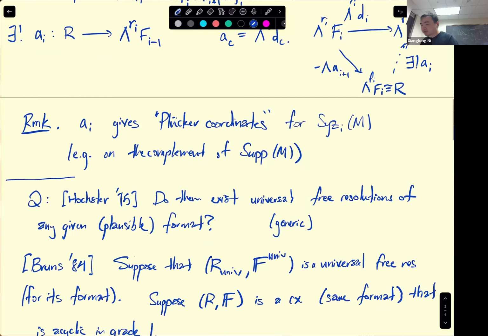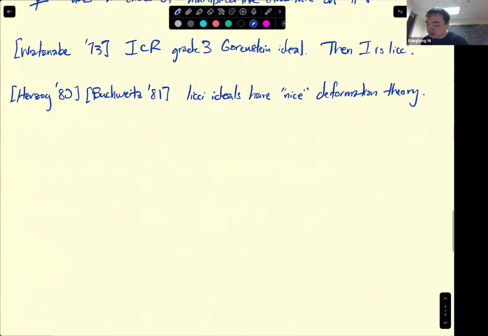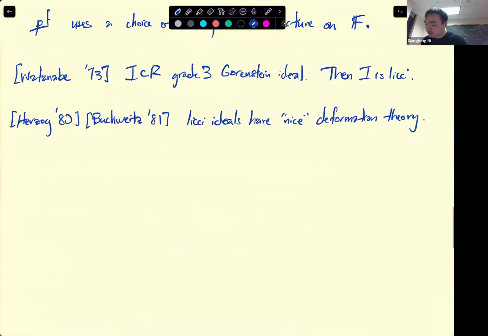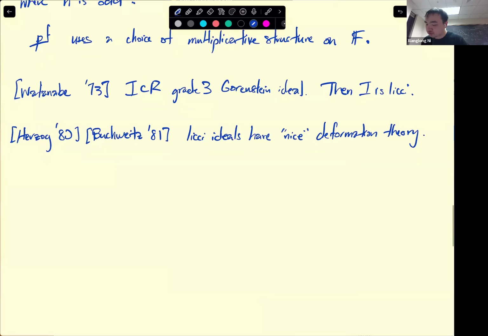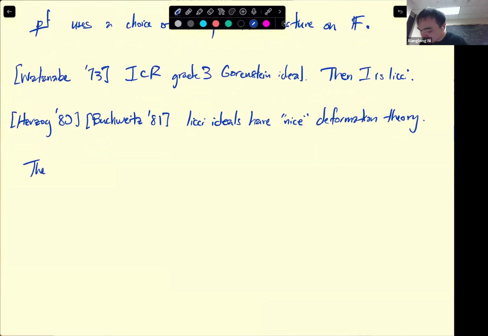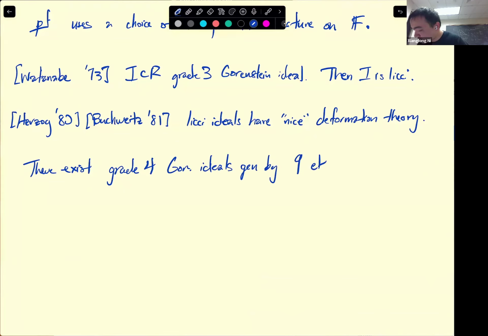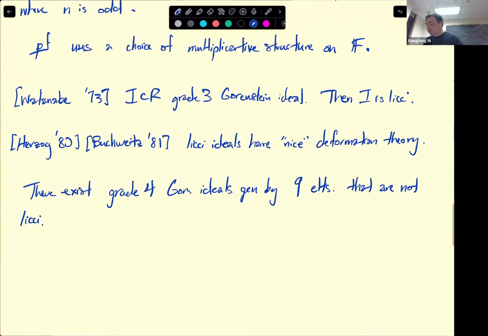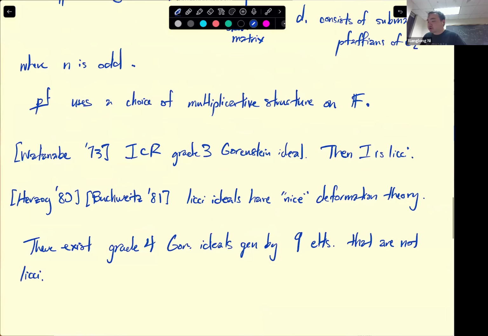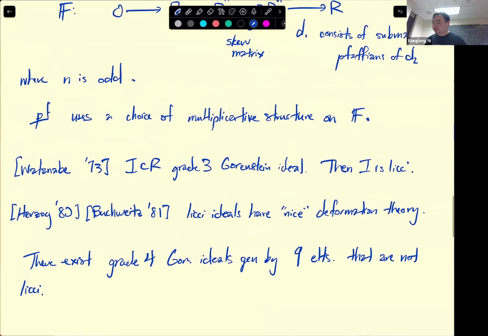and that's related to what I was just saying a moment ago, which is that it turns out for grade 4, the analog of Watanabe's result is not true. So there exist grade 4 Gorenstein ideals generated by 9 elements that are not Lichy. So this suggests that in grade 4, the study can be much more complicated than in the situation for grade 3 Gorenstein ideals.